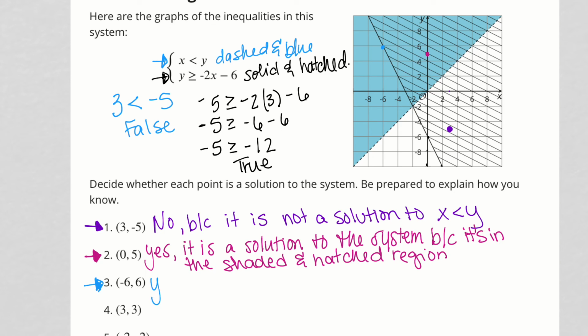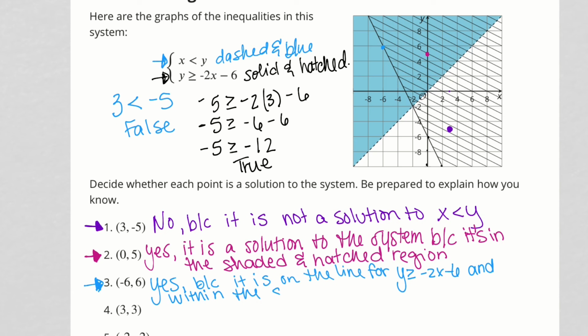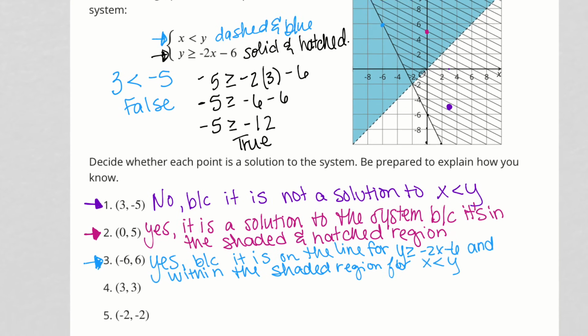Okay, so yes, it is a solution. I'm going to stop writing that part. I'm just going to say yes because it is on the line for y is greater than or equal to negative 2x minus 6, and within the shaded region for x is less than y.